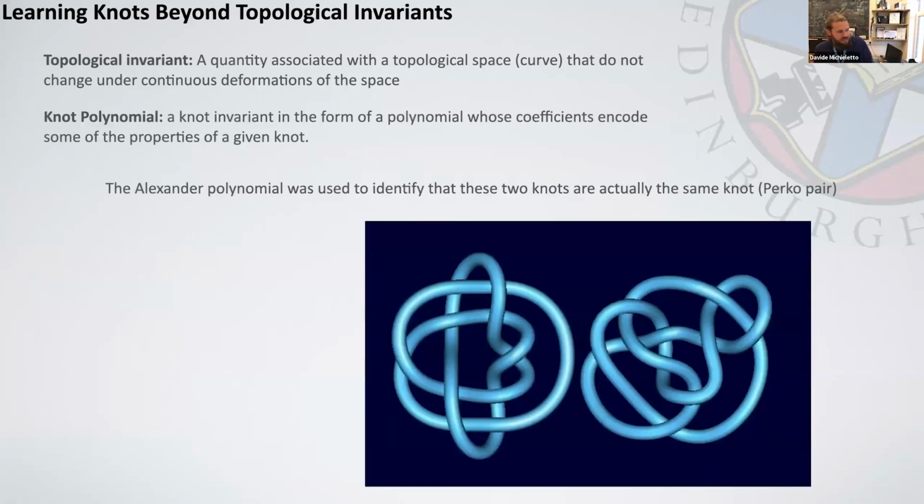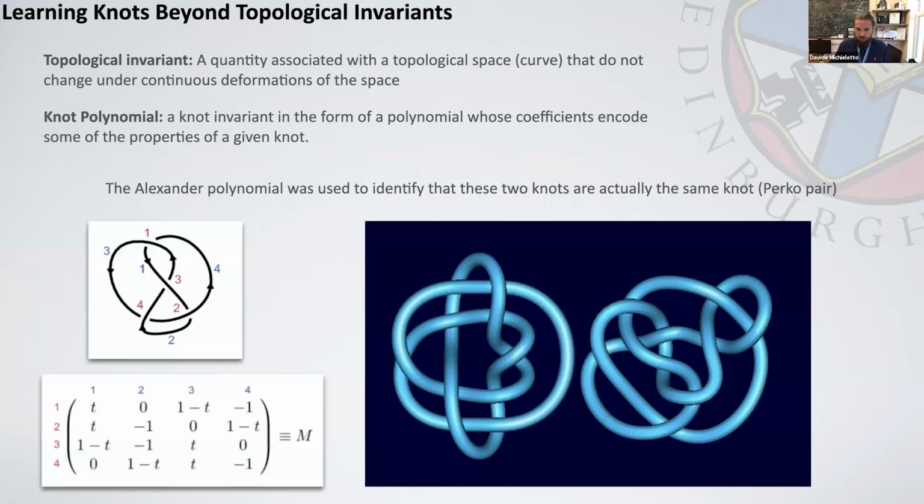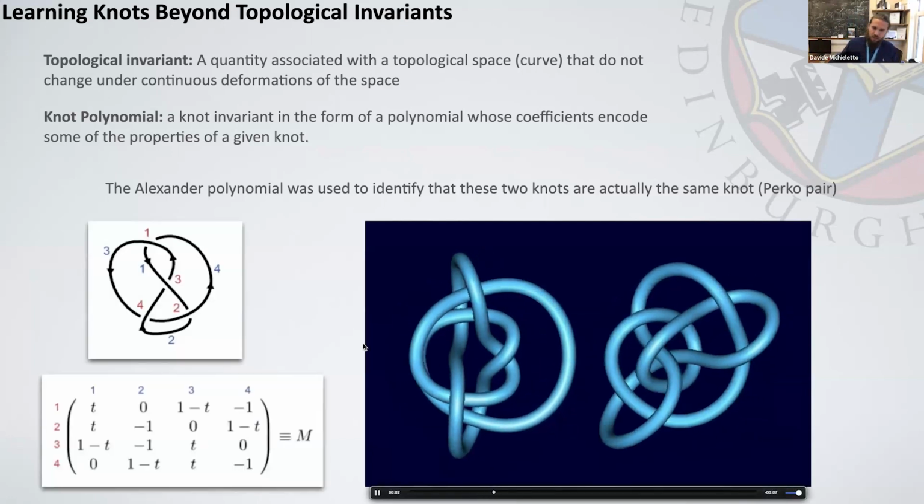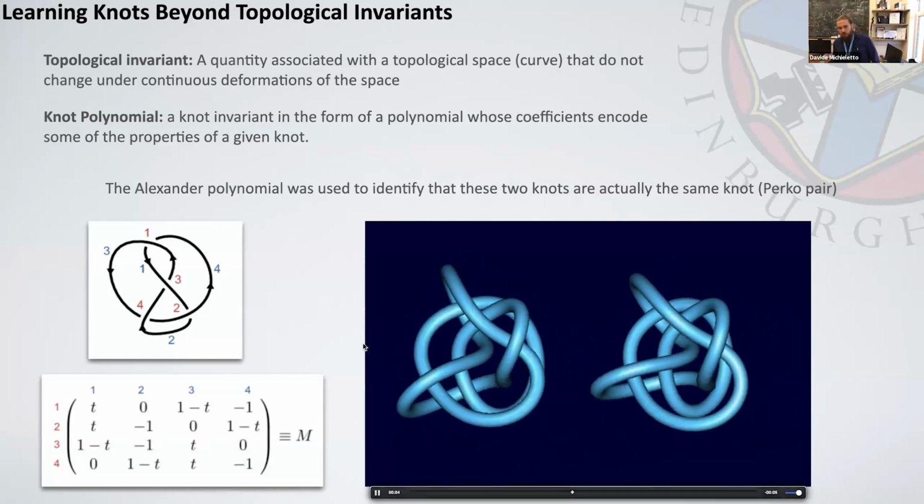One famous topological invariant is knot polynomials, for instance the Alexander polynomial. This Alexander polynomial was used to tell that two knots that were thought to be different, predicted by Tait to be different, actually are the same. Yeah, they are the same, so they can be deformed one into the other.